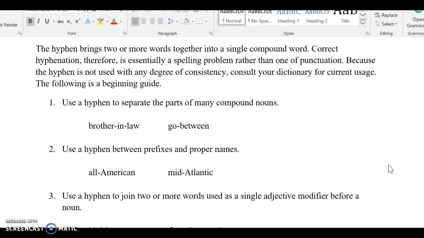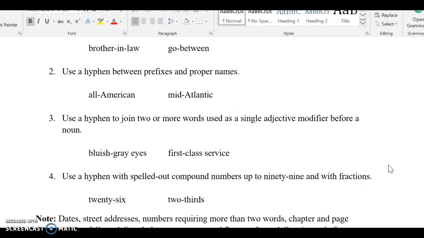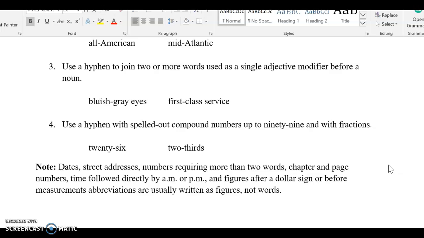So the first example is the use of a hyphen to separate the parts of many compound nouns. Brother-in-law and go-between are your two examples. Use a hyphen between prefixes and proper names, examples being All-American and Mid-Atlantic. Use a hyphen to join two or more words used as a single adjective modifier before a noun: bluish-gray eyes, first-class service. And use a hyphen with spelled out compound numbers up to 99 and with fractions. Examples there: twenty-six, two-thirds.